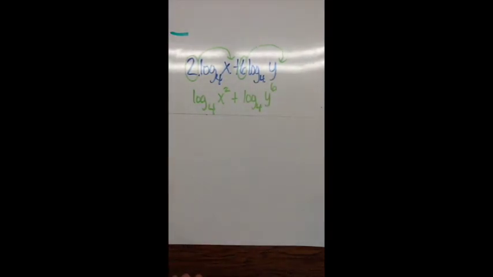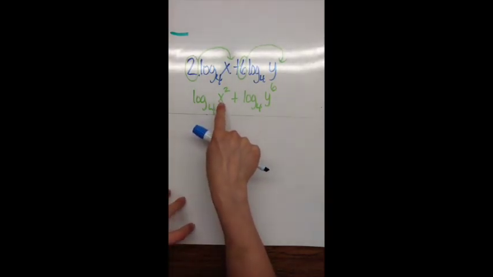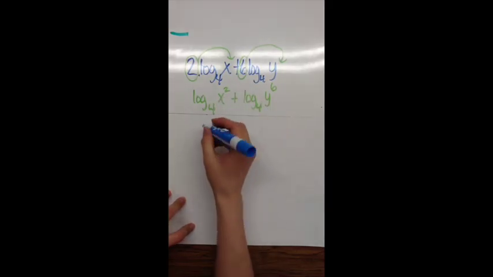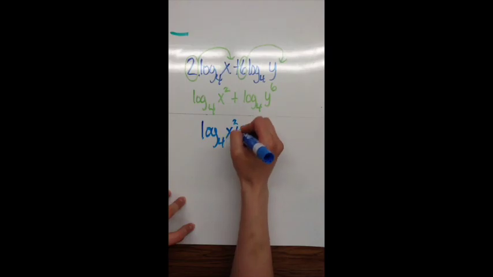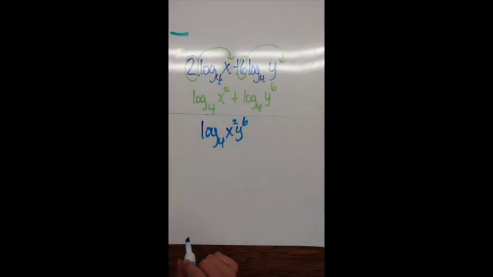So because I'm adding, I'm going to write this as one log, multiply in between the two ofs that we have. So I'm going to have log base 4 of x squared y to the 6th. Okay? I have only one log, and there's nothing out in front of the log, so I know I'm done with condensing the log.